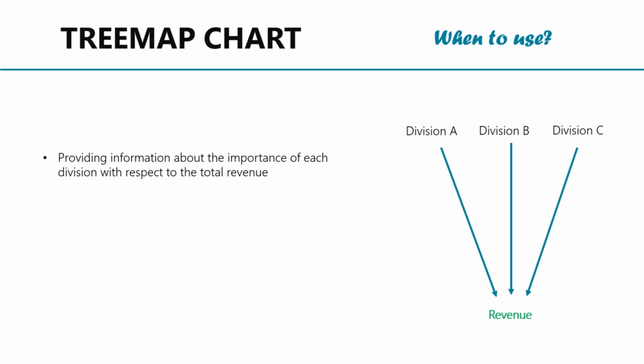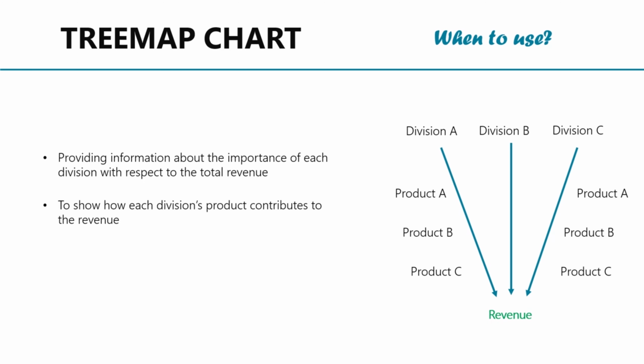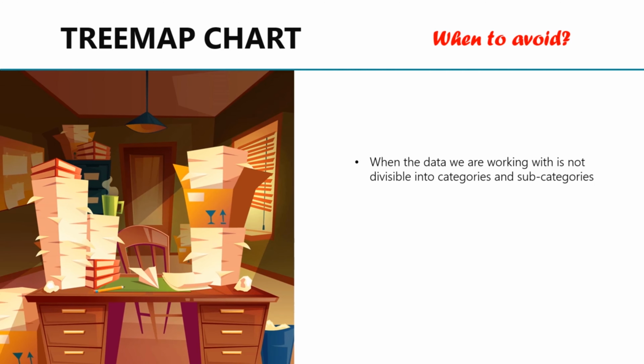When to use tree map charts. The company we have been looking at so far has 3 divisions, and each of them has its own products. This is the perfect way to provide information about the weight divisions have with respect to the firm's total revenue. At the same time, it shows how much each product contributes to the revenue of its division. Very informative, right?